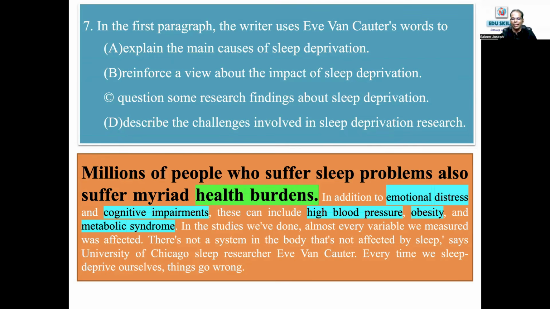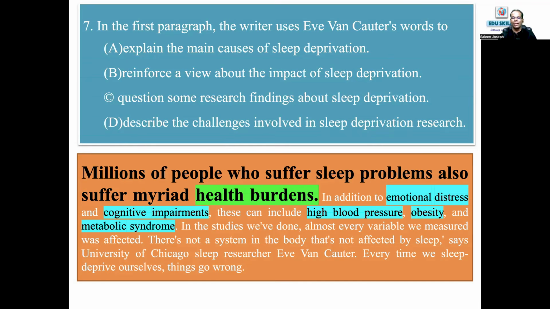Then the developing sentence says, in the studies we have done, almost every variable we measured was affected. Every organ was affected. Every variable was affected. Same message: there is not a system in the body that is not affected by sleep. Same message. In other words, every time we sleep deprive ourselves, things go wrong.